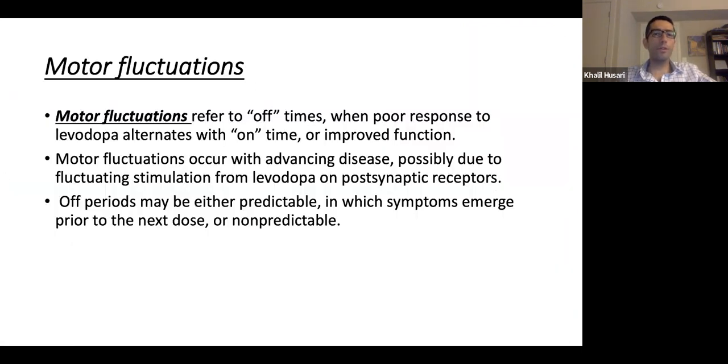Okay, so we have something called motor fluctuations, which are the on time and off time. It refers to an off time, where we have a poor response to levodopa, and an on time, where we have improved function. This usually happens later in the disease, not early on, maybe 5 or 10 years after onset. Patients will tell you what their on time is. It means that I take the Sinemet and they say, okay, it will take me, for example, 20 minutes to kick in, and then it will last for approximately 3 or 4 hours, and then it wears off. And that's what the off time is.